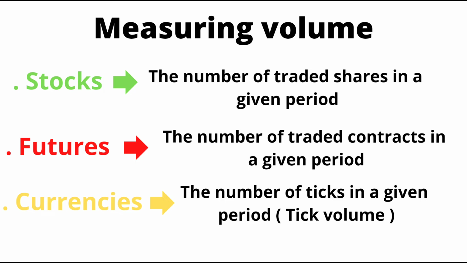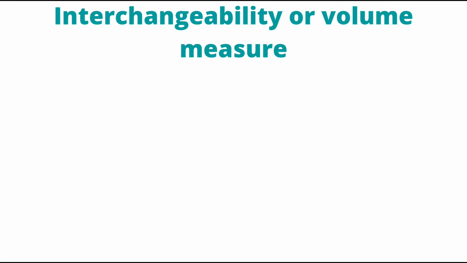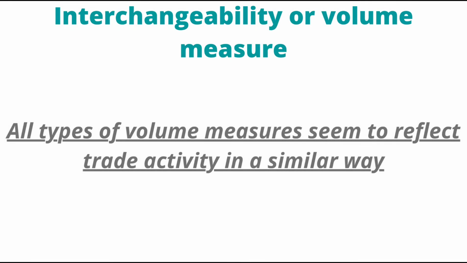Whether we are talking about real transaction volume, the number of traded shares, the number of traded contracts, or the tick volume, we are talking about measures of market activity. In one way or another, for example, if the total transaction volume is higher, the total number of traded shares or contracts will probably be higher and the tick volume will probably be higher too. In summary, these are slightly different ways of measuring the same thing.